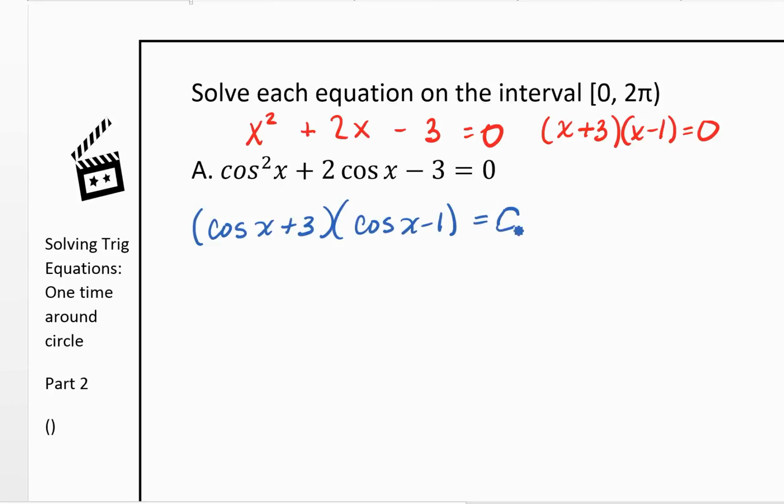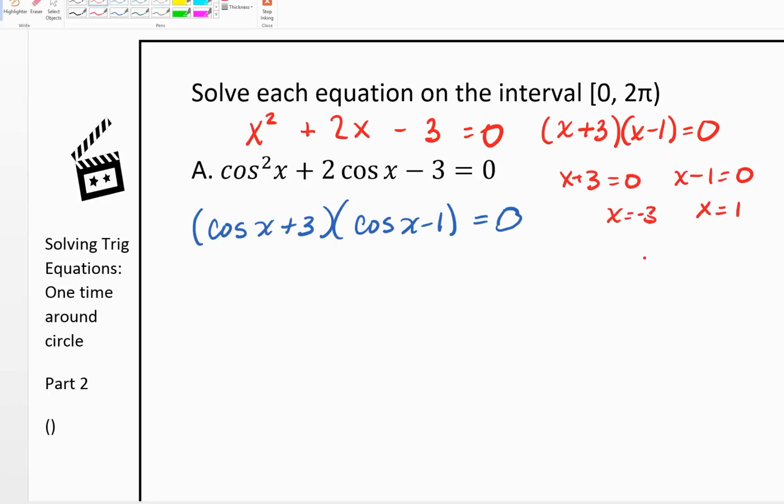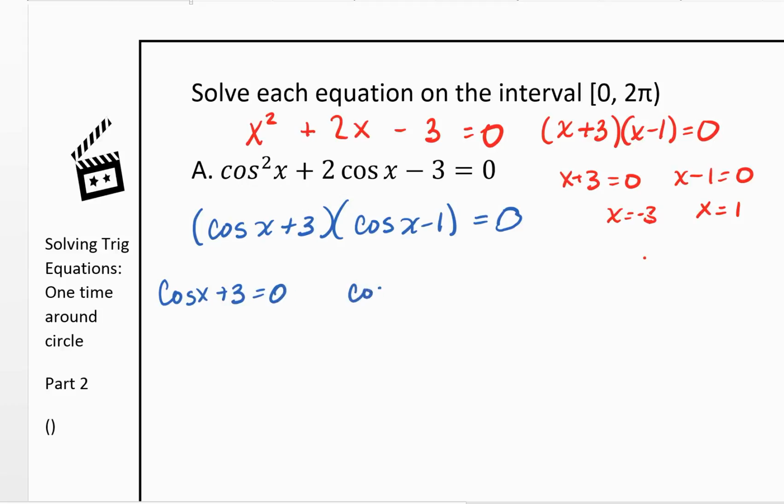Now, just like we would over here in our quadratic situation, we'd set x plus 3 equal to 0 and x minus 1 equals 0 and get x equals negative 3 and x equals 1. So we're going to set cosine of x plus 3 equal to 0 and cosine of x minus 1 equal to 0. So we'll get cosine of x equals negative 3 and cosine of x equals 1. And now one time around the circle we want to solve these.